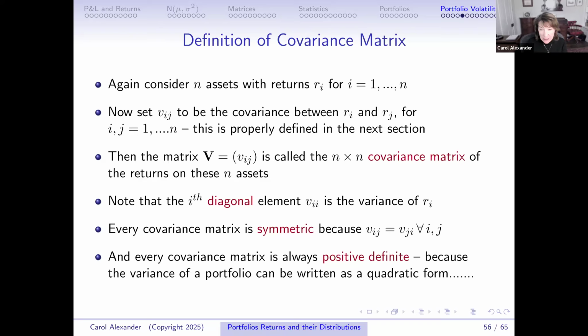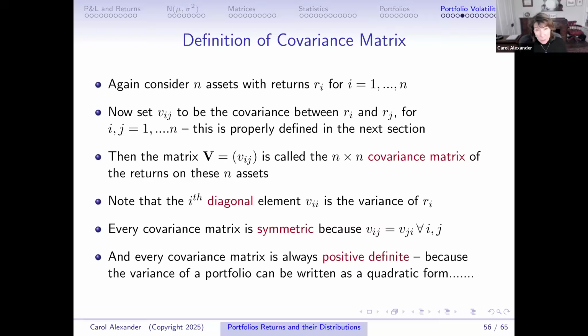The diagonal elements, the covariance between R1 and R1, or between R5 and R5, the covariance of X and X is just the variance of X. So the diagonal elements of this matrix are the variances. And also, every covariance matrix is symmetric because the covariance between R2 and R6 is the same as the covariance between R6 and R2. It doesn't matter the order. So you've got a symmetric matrix where the variances are along the diagonal and the covariances are on the off diagonal. And important to note, every covariance matrix needs to be positive definite.